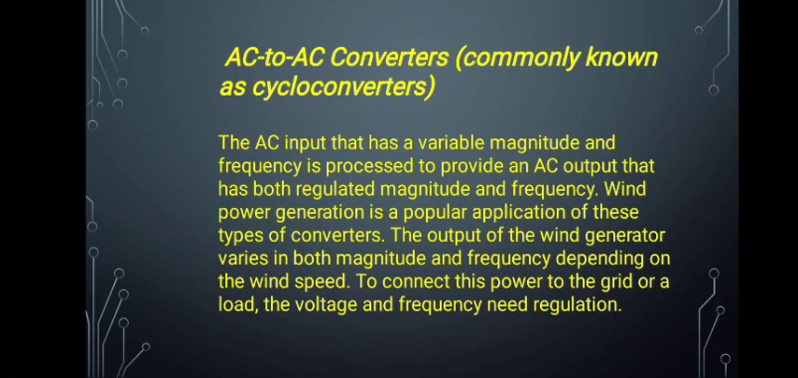AC to AC converters, also known as cycloconverters. The AC input that has a variable magnitude and frequency is processed to provide an AC output that has both regulated magnitude and frequency. Wind power generation is a popular application of these types of converters. The output of the wind generator varies in both magnitude and frequency depending on the wind speed. To connect this power to the grid or a load, the voltage and frequency need regulation.